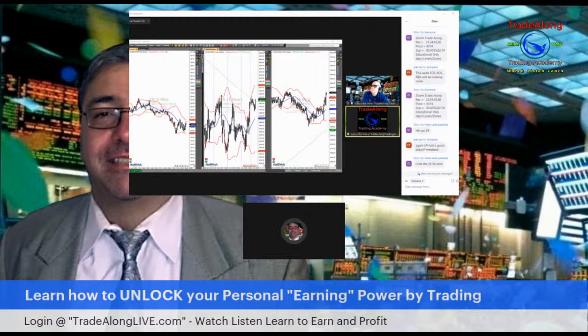All right, so again, we're looking for that area to get hit the first time up there. And now we'll see what it wants to do. Next level of resistance we have is up at the 45 area.